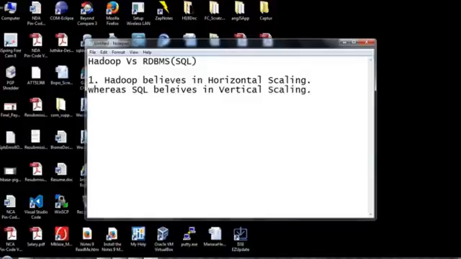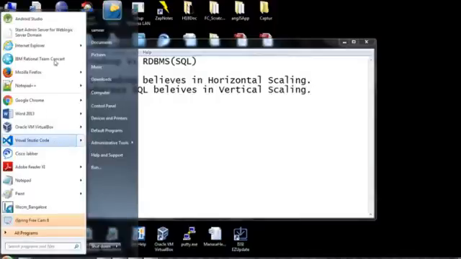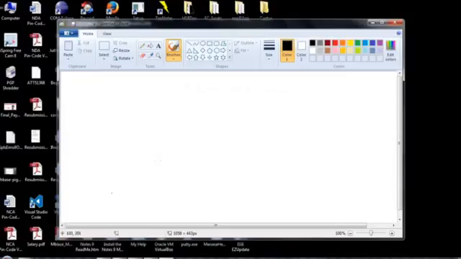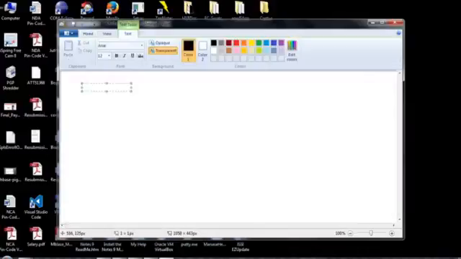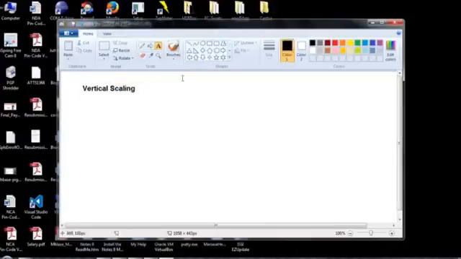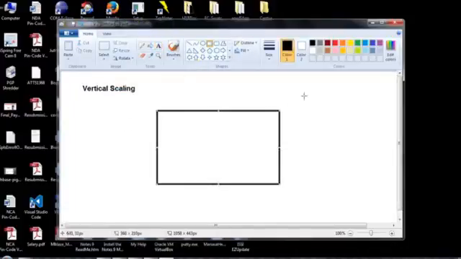What does it mean? I have discussed this in the last class also. It's similar, right? Okay, let me just go through it. So what do you mean by horizontal scaling and vertical scaling? Let's say I discuss vertical scaling first. Suppose this is your system.